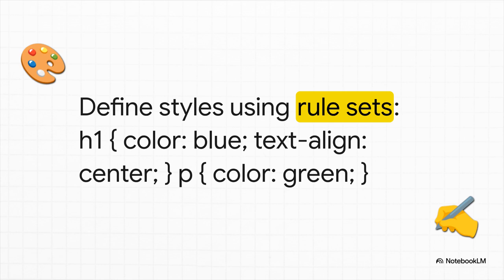Right below that, we have a rule set for our paragraphs, targeted with the P selector. We're telling the browser to make the paragraph text green, and we're setting the font size to 18 pixels so it's nice and readable. We're handing out distinct, separate rules to our headings versus our paragraphs.